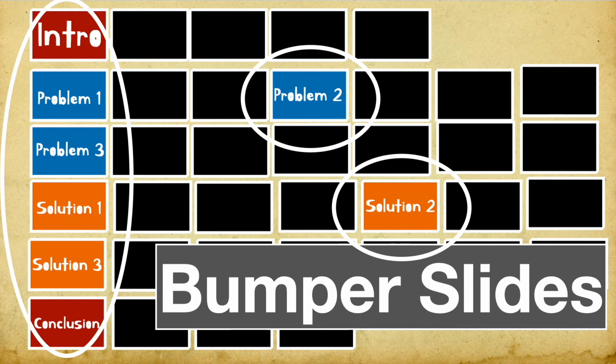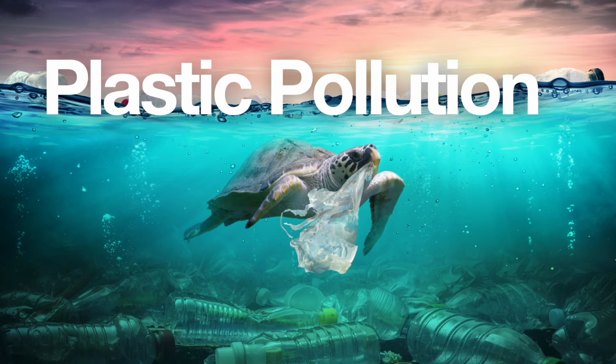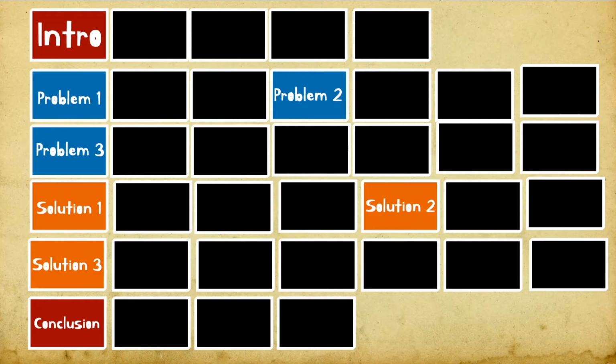The audience might not see that word introduction. They're not going to see that word problem 1, 2, 3, and so on. We're going to put better bumper slides over that. So we need a topic, though. So let's say, just hypothetically, we're talking about plastic pollution.